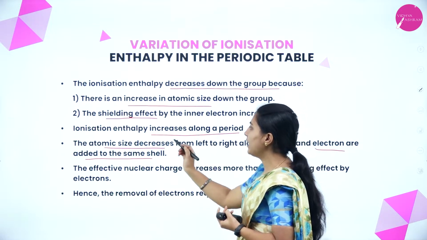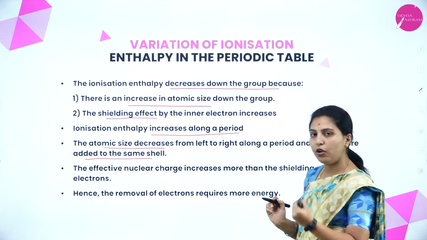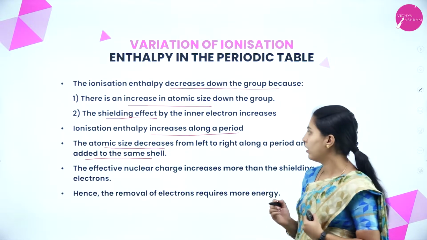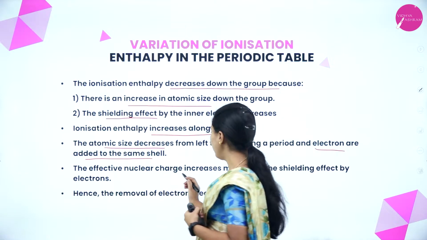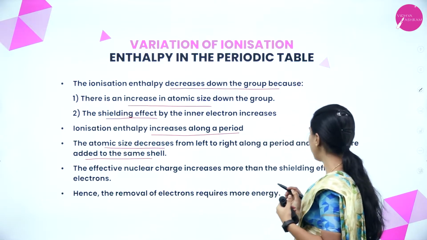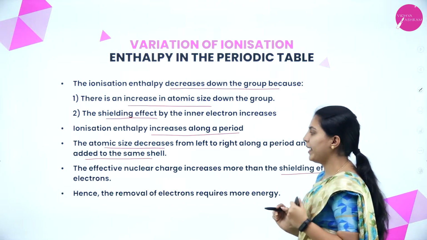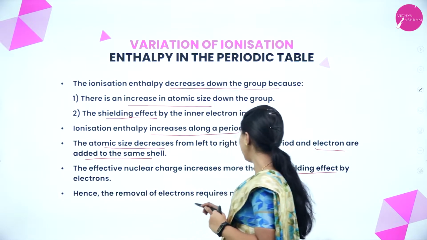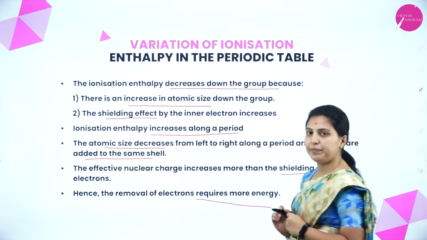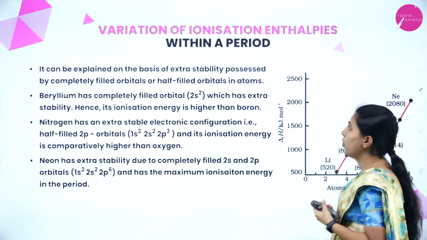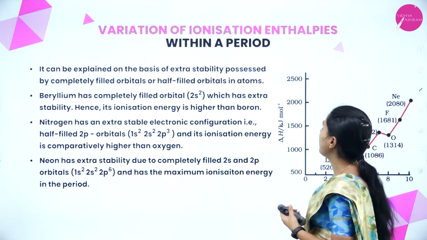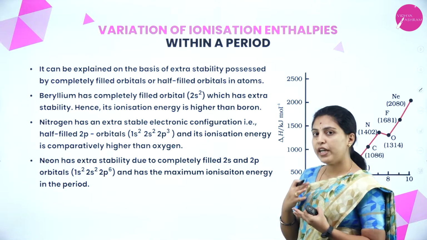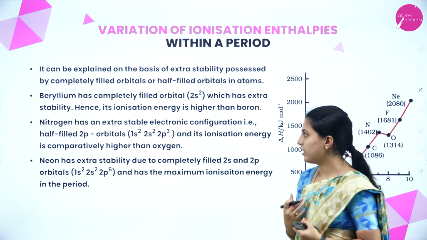That's why here atomic size decreases and ionization enthalpy is more. The effective nuclear charge increases more than the shielding effect by electrons. That's what I explained now. Hence the removal of electrons requires more energy. Okay. Next, variation of ionization enthalpies within a period. See, we are seeing some of the exceptions here.